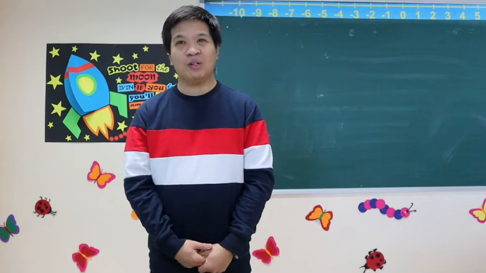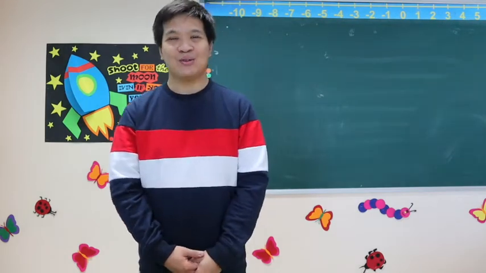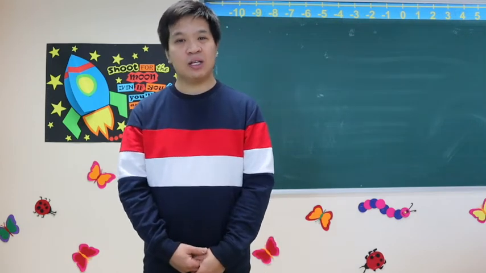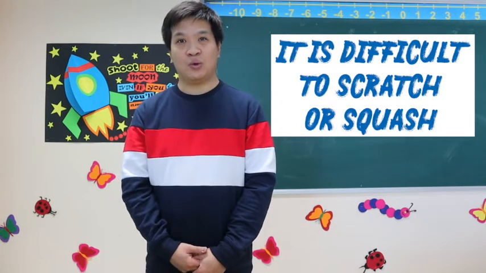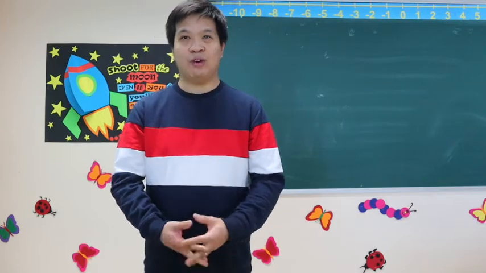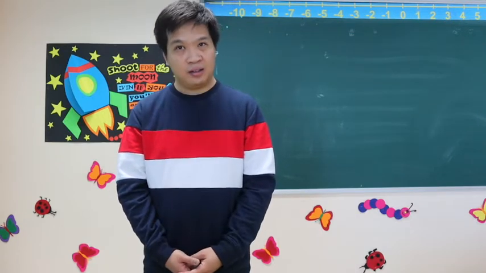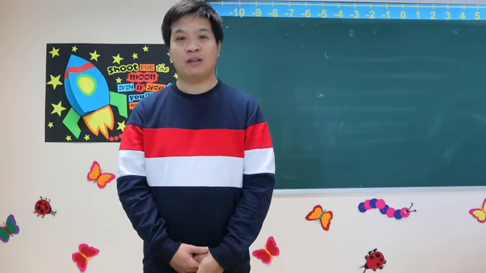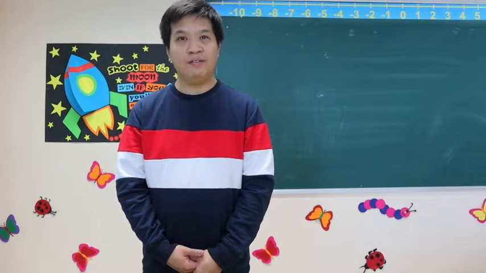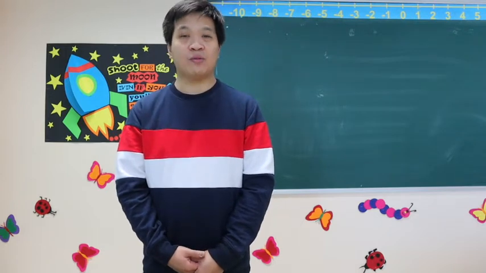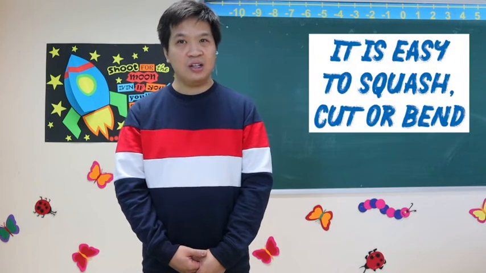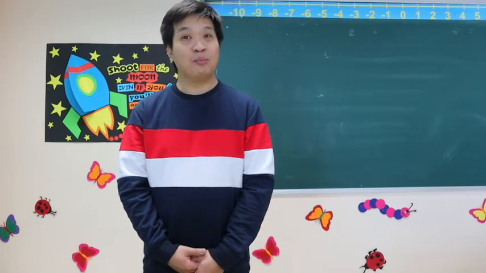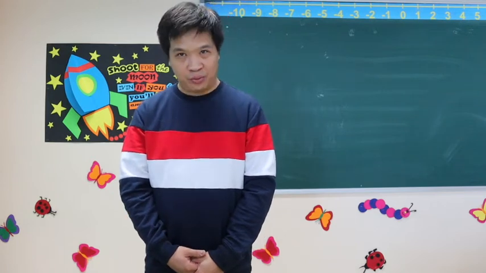Okay, so now let's review the different properties of materials. So the first property is hard. Now, what is hard? If something is hard, it is difficult to scratch or squash. So a very good example is metal. Metal is hard. Next property is soft. Soft is the opposite of hard. So if something is soft, it is easy to squash or cut or bend. For example, bread. So bread is soft.